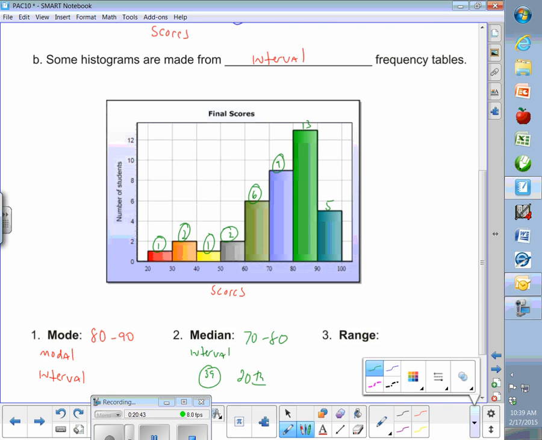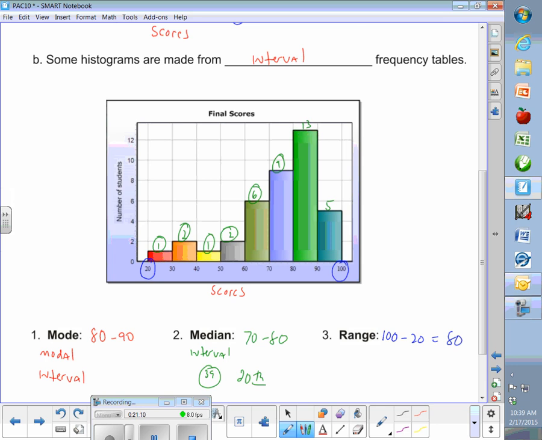Now the range is exactly what you would expect. Don't worry about the intervals on the range. Take the highest piece of data, subtract from it the lowest piece of data. 100 minus 20 for a range of 80. All right, an interval.